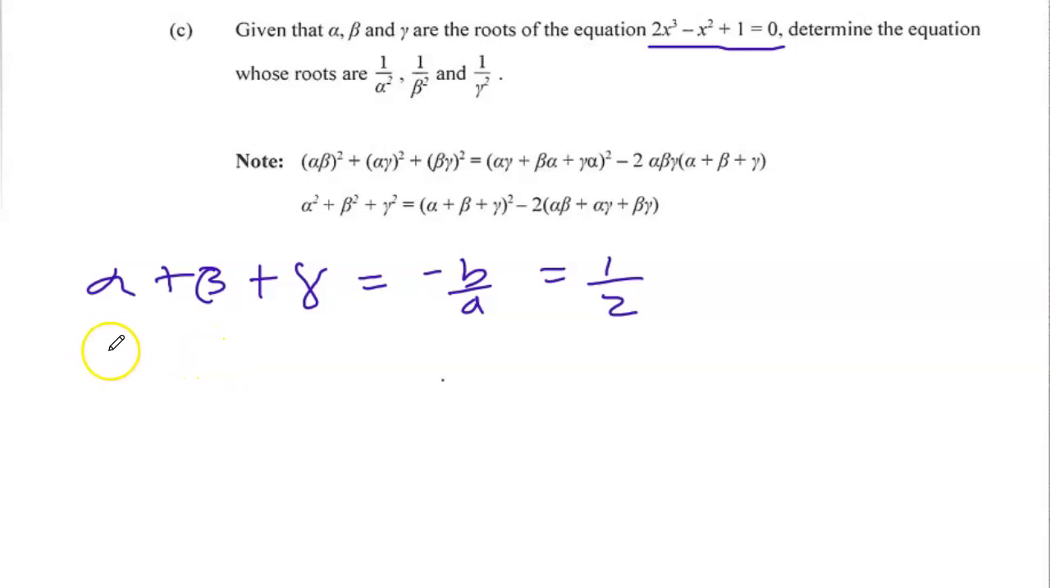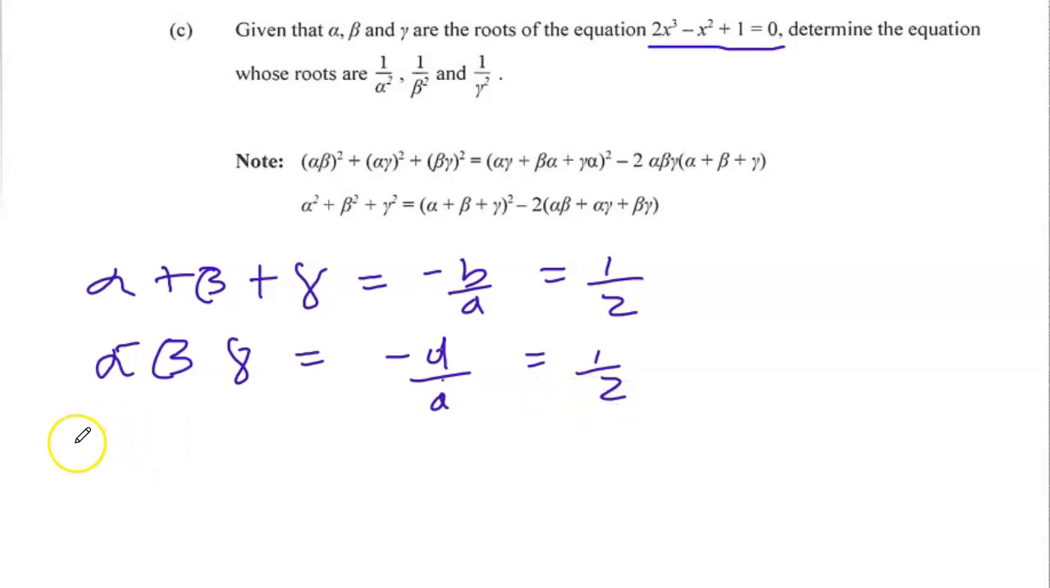The product of the roots, alpha, beta, gamma, is negative d over a. And d would be the constant. In this case, the constant is 1. A is 2, so 1 over 2 again.